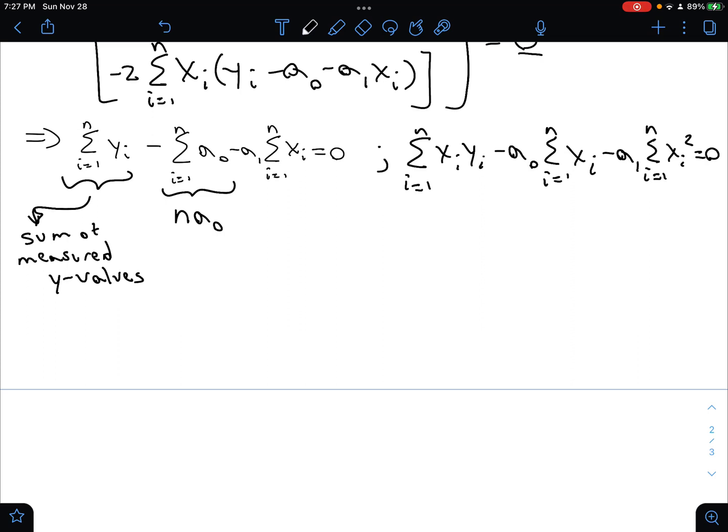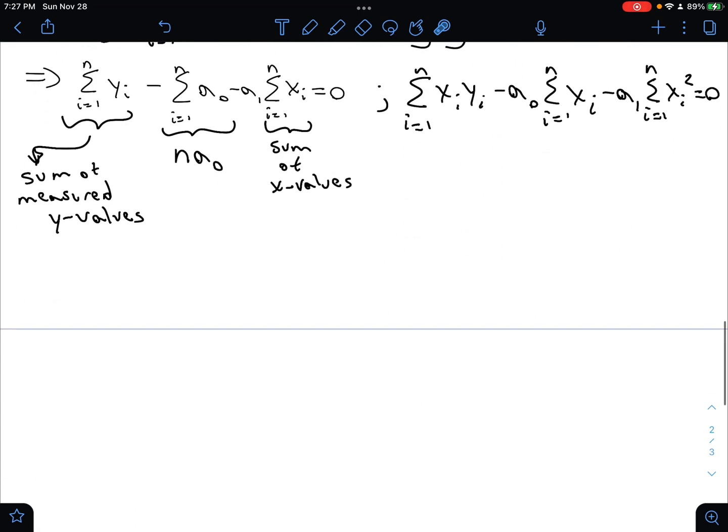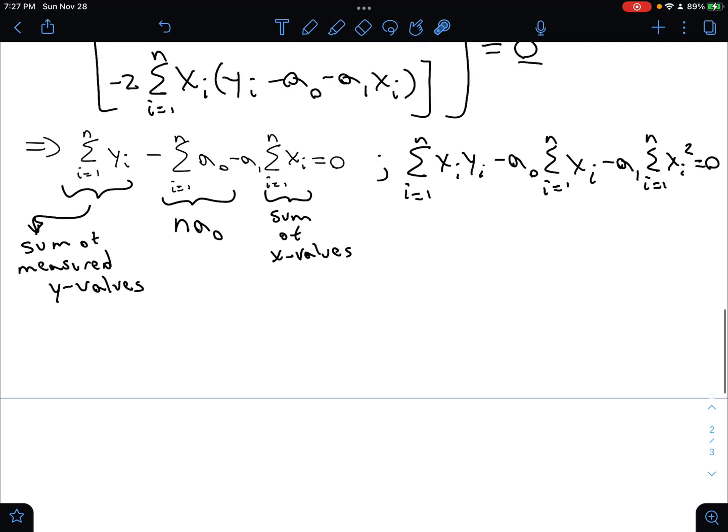And so, once again, this is the sum of x values. So again, that's the horizontal position of each of these data points. Again, something we can calculate. So these are constants. Notice that this is also a constant. You take each data point, you multiply its x and y value, and then you add up all those for all the data points. Now, notice this is also a constant.